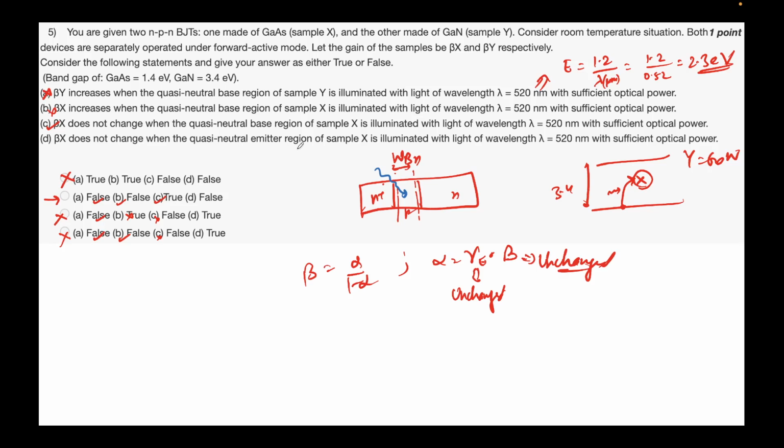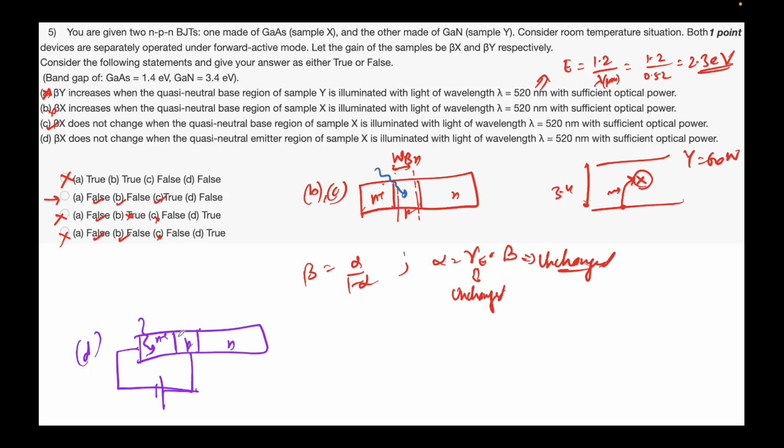Beta X does not change when the quasi-neutral emitter region is illuminated. So this was the case for options B and C. Now for option D, we are shining light on the N plus region, with P and N. This will generate electron hole pairs, and please remember this is connected to some external battery. It's positively charged. Essentially you're injecting more electrons. More electrons will be generated here and they'll diffuse across through this region and contribute.